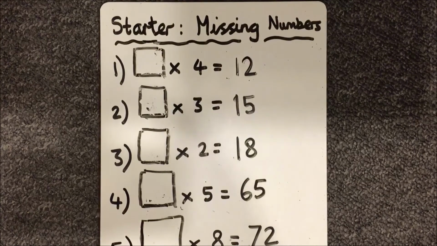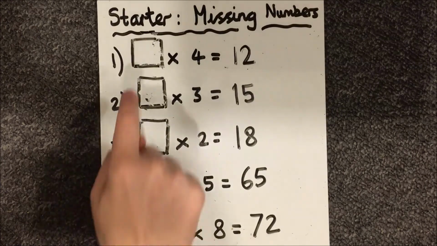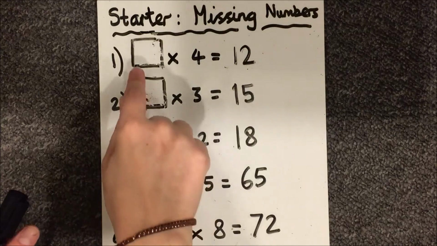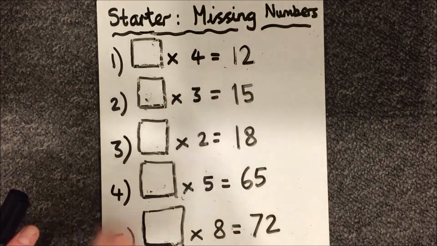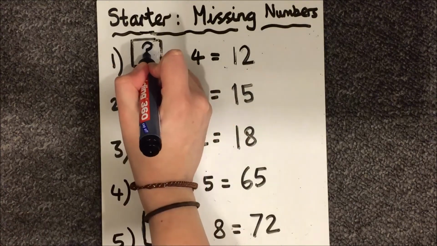Today we're going to be starting by looking at missing numbers. Let's have a look at the first one together. Number 1, something times 4 is the same as 12. Normally we're used to having a number times another number and we have to find the whole. It looks a bit different today because we've got this bit which is missing.